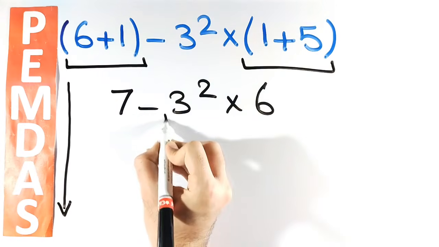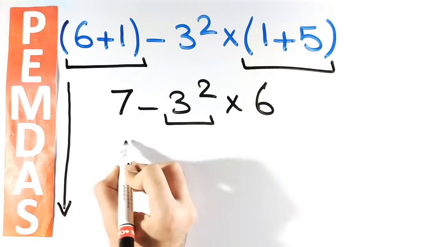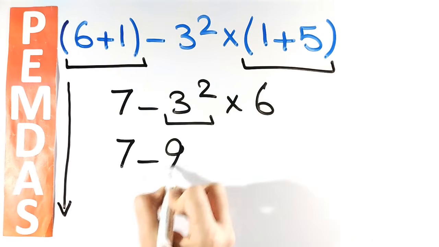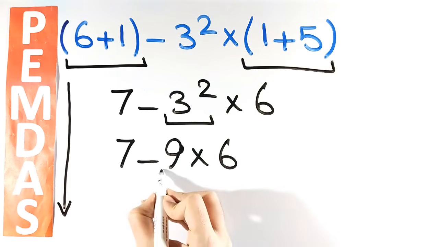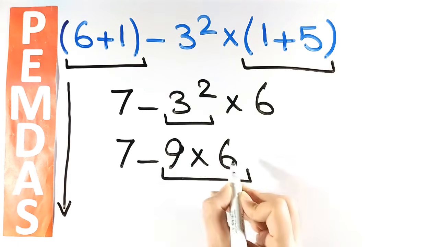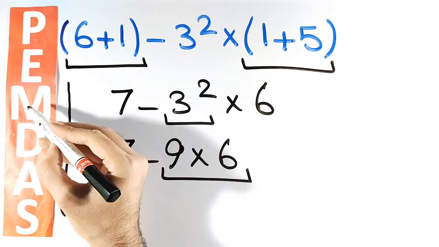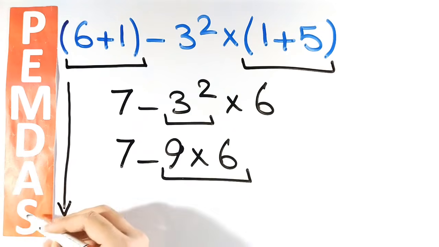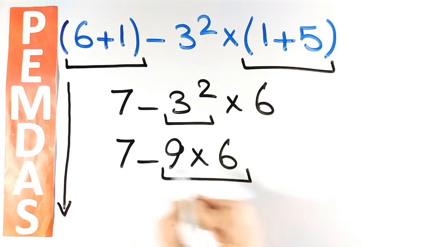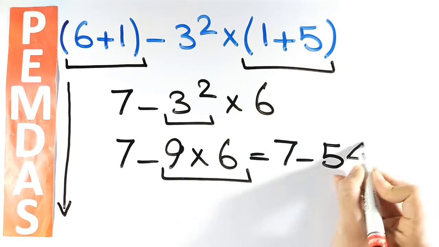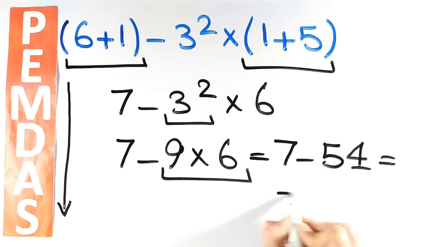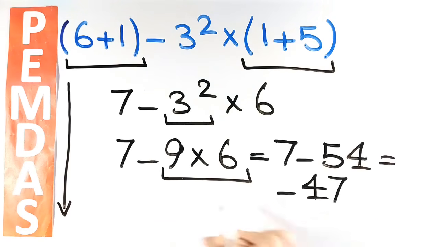And the next step, we go for the exponent, and write this expression as 7 minus 9 multiplied by 6. And the final step, we go for the multiplication between 9 and 6, because multiplication has a higher priority than subtraction. So, we rewrite this equation as 7 minus 54, which finally gives us the answer, negative 47.